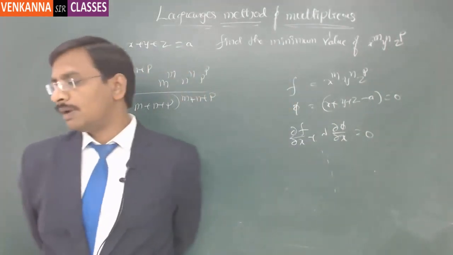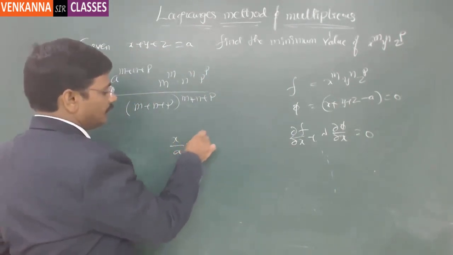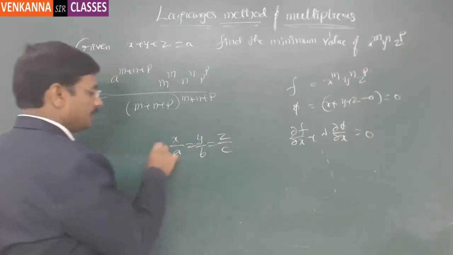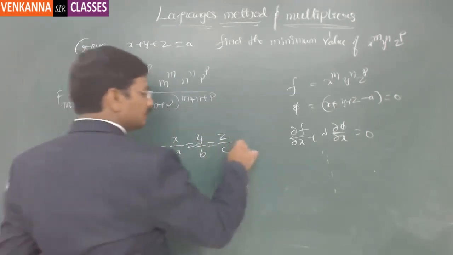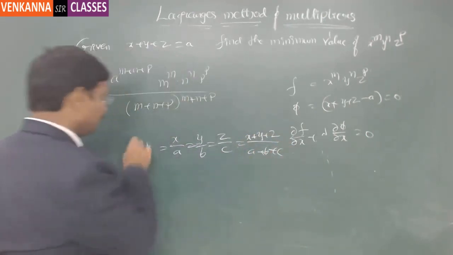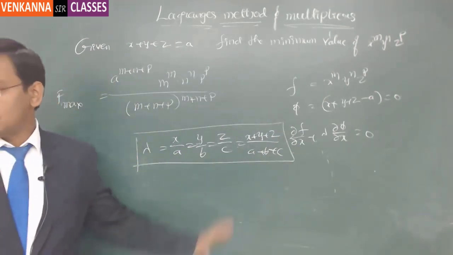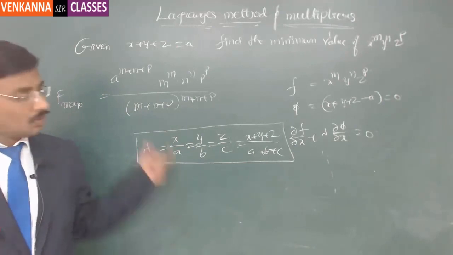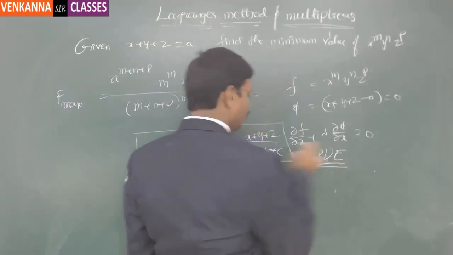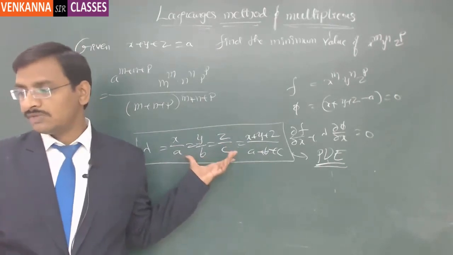But here, one important aspect you need to know is, suppose x by a is equal to y by b is equal to z by c. Let us say this is equal to lambda. Then this is equal to x plus y plus z by a plus b plus c. This is a very, very important formula which you need to know, and we will be using it in this particular case. Not only in this case, especially when we deal with partial differential equations, we are going to use this rigorously. So note down this very important formula.